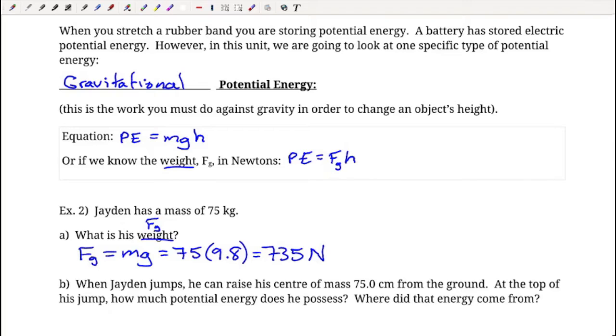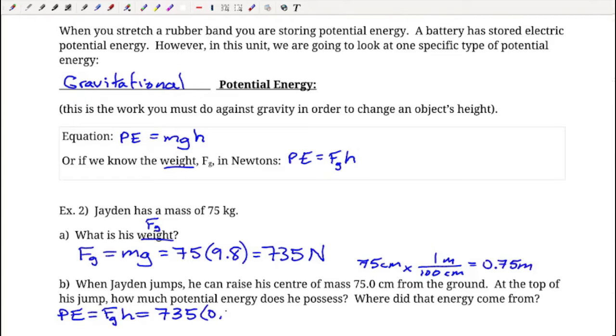So we already have Fg, so we can skip right to PE equals FgH. If you wanted to calculate again, you could do mgh, but since we have this 735 already, I'm going to make use of it. And I didn't round it at all, so I don't have to worry about rounding errors. And height, he's going 75 centimeters above the ground, so convert that into base units. It's 100 centimeters in 1 meter, or you can do 10 to the 2, and divide by 100, which is 0.75 meters. That's the number I'm going to plug in for height.